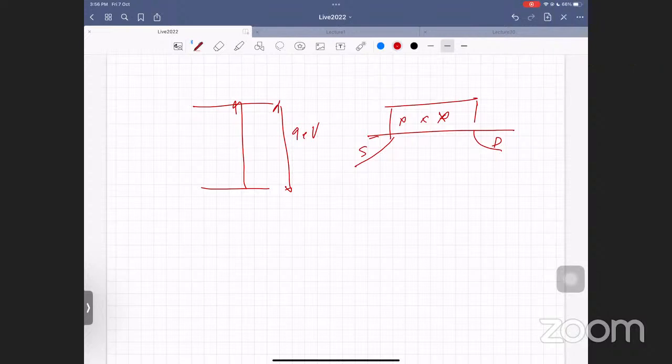Kushagra had a question. Yes, if we have a piece of unknown semiconductor, how can we determine whether it's a direct or an indirect bandgap semiconductor?